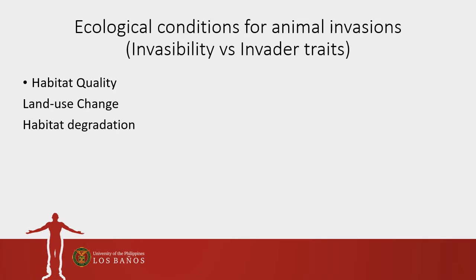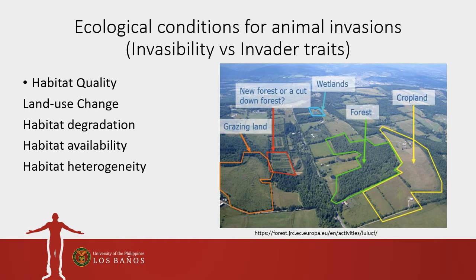Let's take a look at habitat quality first. Studies have shown that habitat quality plays a major factor in invasion success. Land use change brings about habitat degradation caused by vegetation clearing. If you take a look at the photo here, you will see that the forested areas have been cleared to make way for agricultural areas for cropland and grazing areas. The forests have been fragmented, which will decrease habitat availability for native fauna due to a decrease in habitat heterogeneity.